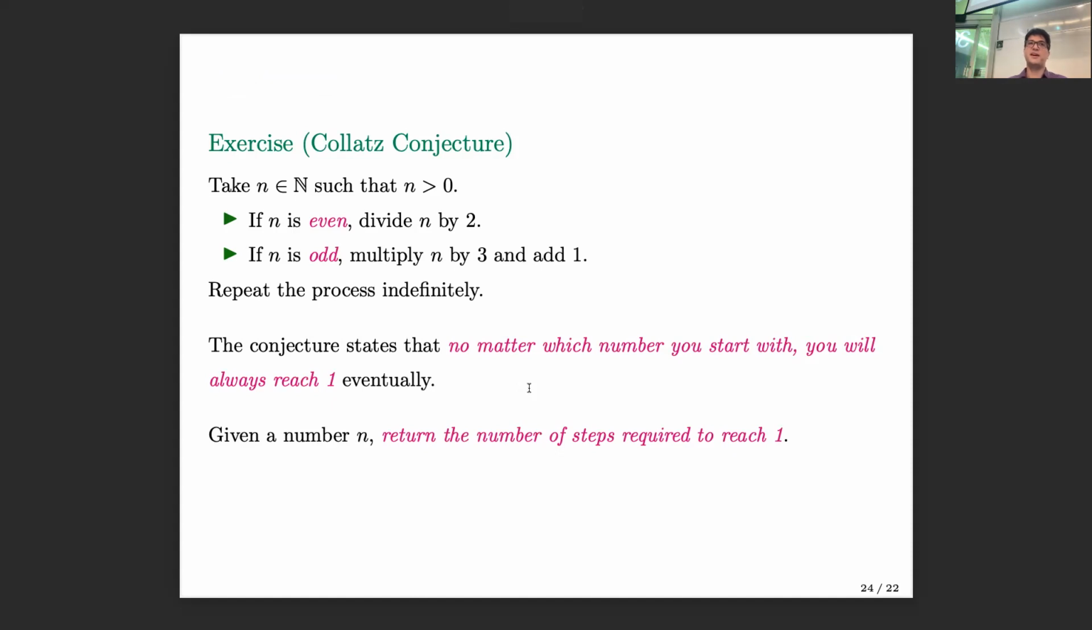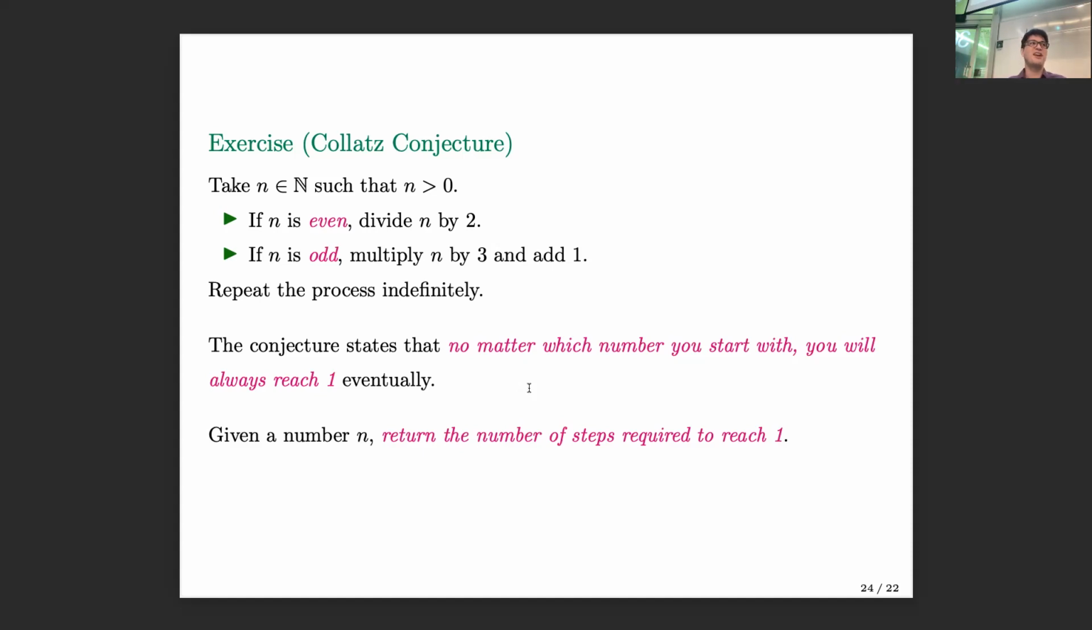If it's even, divide by 2. And if it's odd, multiply by 3 and add 1. And if you iterate on this, you'll eventually hit 1. And it seems to be true for any number that we check. We still don't have a systematic proof demonstrating that this is the case.